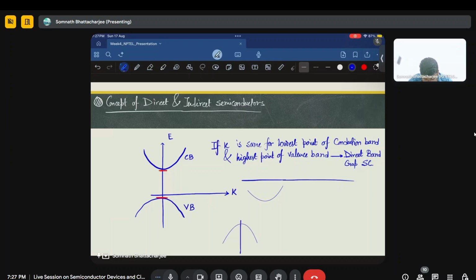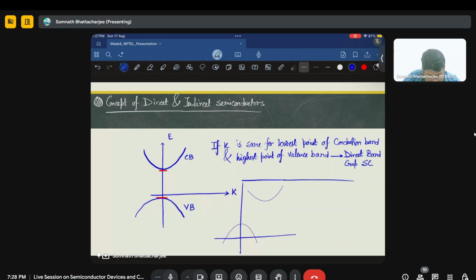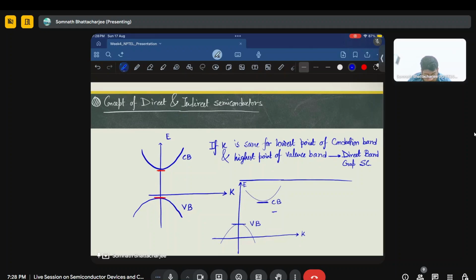So in this case, this is K and this is E. So this is the lowest point of the conduction band and this is the highest point of the valence band. So there's a clear difference between the K value of the lowest point of the conduction band and the highest point of the valence band. So this is called an indirect band gap semiconductor, or in short, the indirect semiconductor.